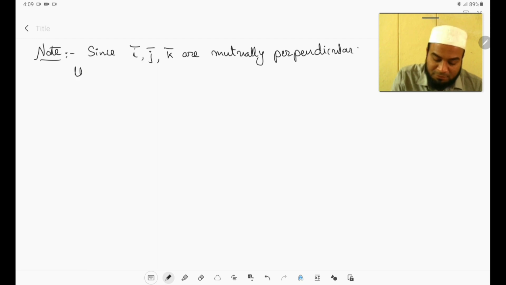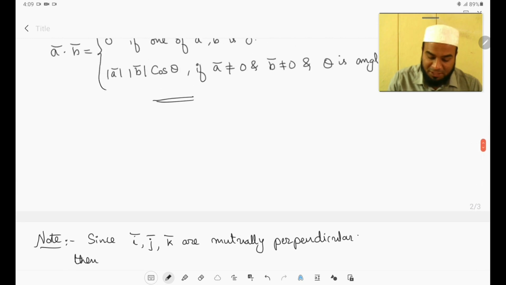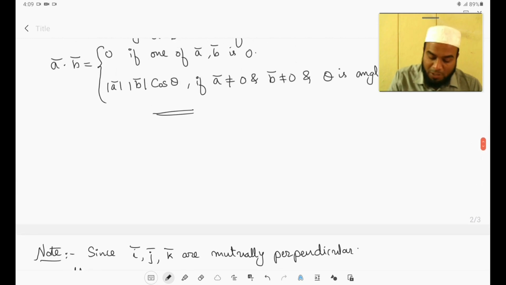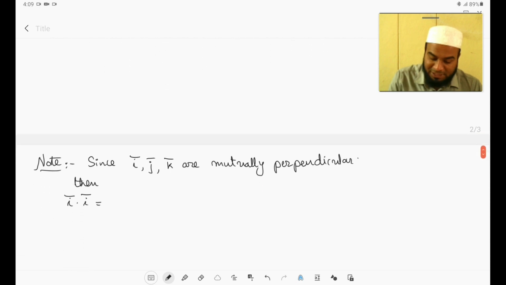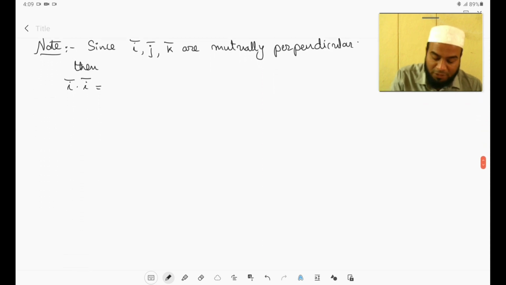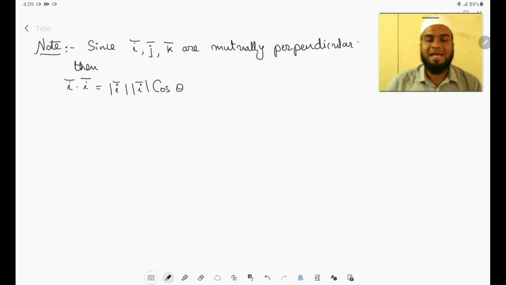Then what will happen? Consider i bar dot i bar. According to the definition we just gave, i bar dot i bar is mod i bar into mod i bar into cos theta, where theta is the angle between i bar and i bar. i bar is a vector along the x-axis, and the other vector is again i bar. If we consider the same vector two times, what will be the angle between them? The angle between them will be 0.